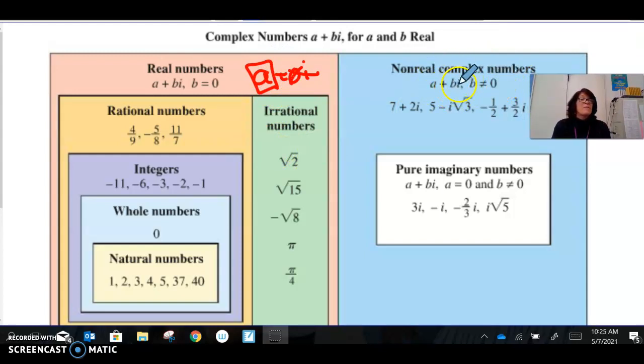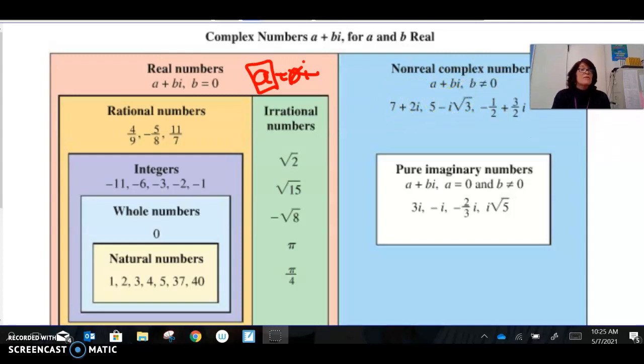I have an imaginary part: 7 + 2i, 5 - i√3, -1/2 + 3/2 i. A pure imaginary number is when a is 0. You don't even have a real number added to the imaginary part. It's just 3i, -i, -2/3 i√5. We just have the bi part because a is 0.